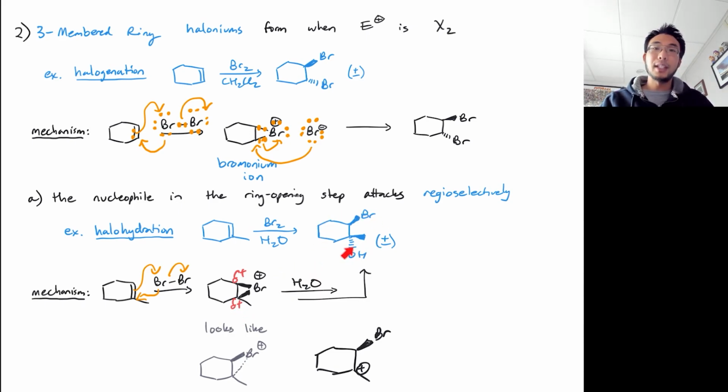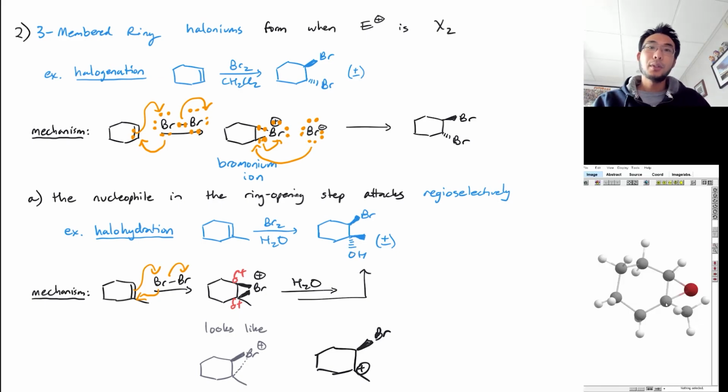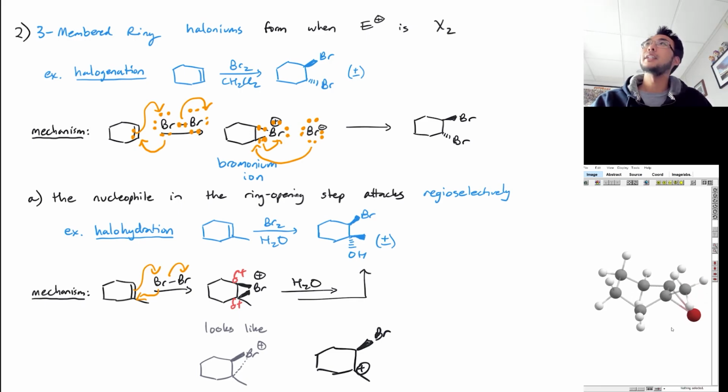So we have regioselectivity. I want to show you what this looks like from a computational perspective. How much of a skew is there really to that three-membered ring? So this is the structure of that bromonium ion for this reaction here.